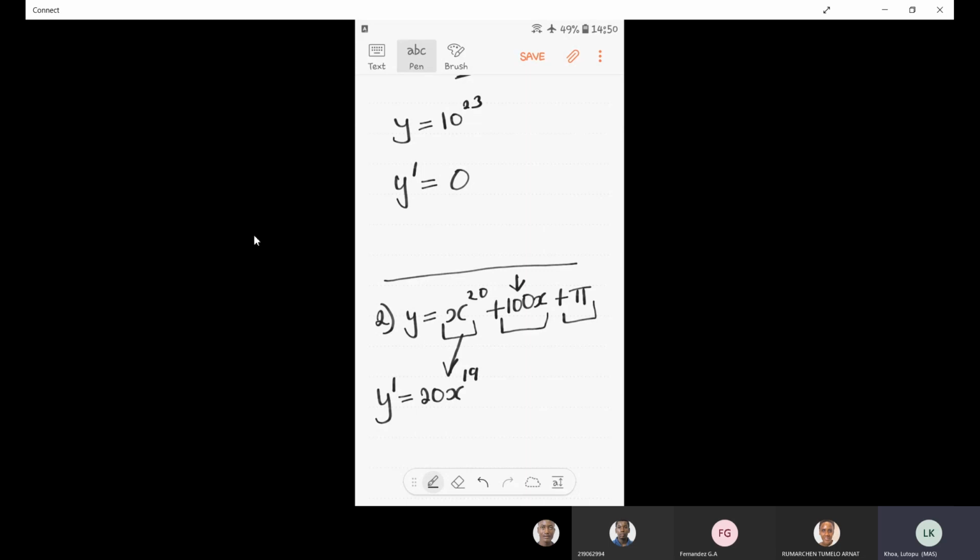Now what we'll do is, this one has exponent of 1. We'll do the same thing, differentiate this x to the power of 1 and then multiply it by 100. So the 100 will stay there, and then the 1 will come down, and then I will have x to the power of 0. And then pi is a constant like the one we just did previously. The derivative of a constant is equal to 0.